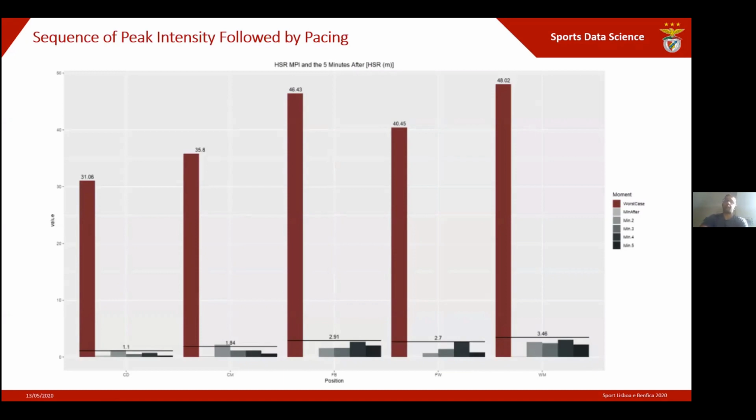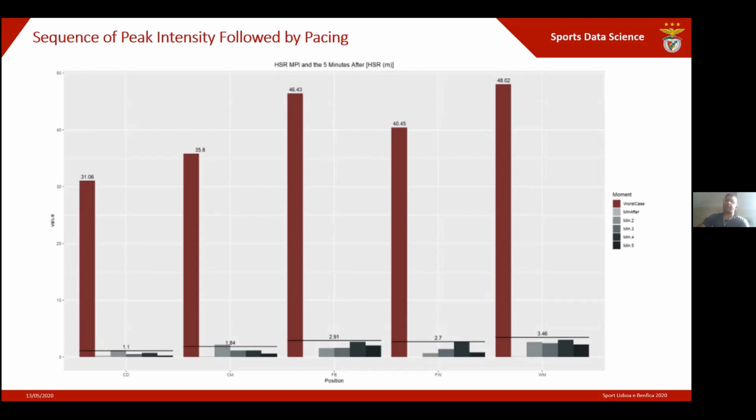Because the data that we get from the GPS provider comes at 10 Hertz, we can now calculate more granular understandings of external load. So here what you see is what my colleague calls a sequence of peak intensity. And that's effectively a 1 minute period where someone had to travel above a certain threshold, and we see the 5 minutes after.